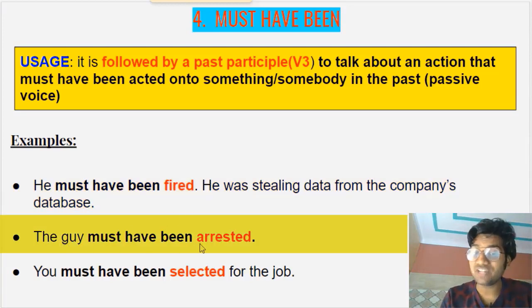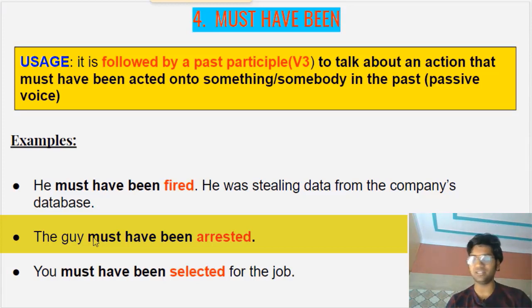Okay. The guy must have been arrested. The guy must have been arrested by somebody, by the police. I'm not talking about who this action must have been done by. I want to focus on the person whom this action must have been acted upon. So last night there was a guy who was beating some kids, okay, innocent kids, and it was a high security area. So I don't know what happened after that, but I'm guessing that guy must have been arrested. Somebody must have called the cops and that guy must have been arrested.